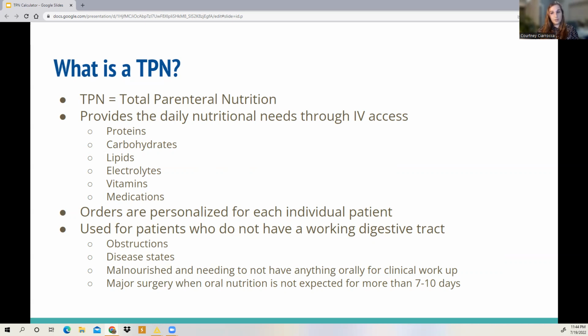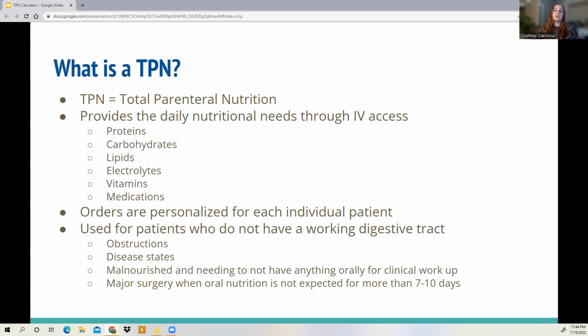So the orders are personalized for each individual patient. Everything is specific to them based on their electrolyte levels or their protein requirements. And an order is essentially just like the recipe for their specific TPN, with the specific quantities for everything that needs to go into it.